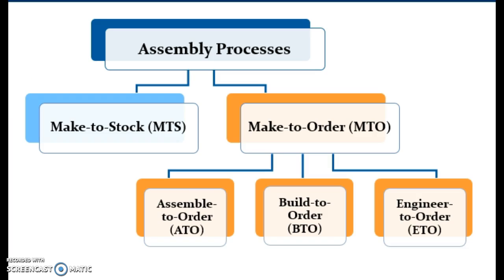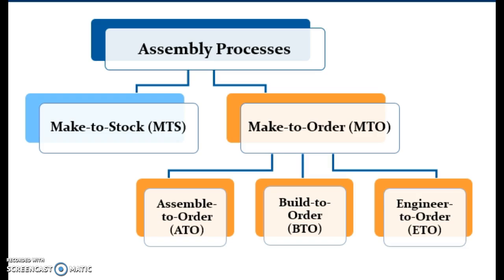Let's think about assembly processes. Specifically, in terms of products that are built either according to plan or demand, their production occurs via one of 4 manufacturing methods: either make-to-stock (MTS), assemble-to-order (ATO), build-to-order (BTO), or engineer-to-order (ETO).